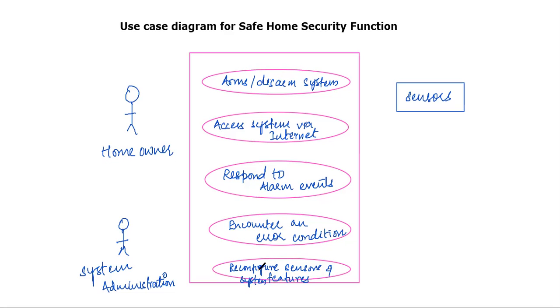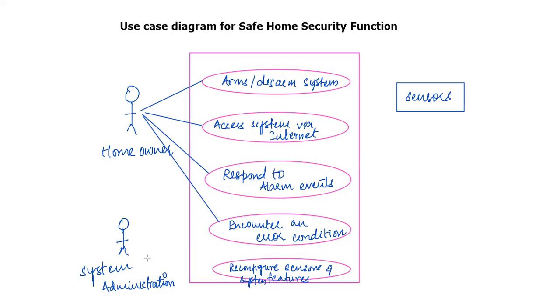Now the next task is we'll draw the relationships. First, the homeowner is responsible for arming or disarming the system. That is a direct relationship. Then the homeowner can access the system via the internet by making use of his computer. Then this homeowner is going to respond to an alarm event, that is, a message is going to be sent to the homeowner, as well as you've got an additional functionality that you can have the call made to the fire department also. Then this homeowner can also identify an error within the system, that is, if suppose a password is not recognizable, then at that time he's going to make a call to the technician. The technician is your system administrator.